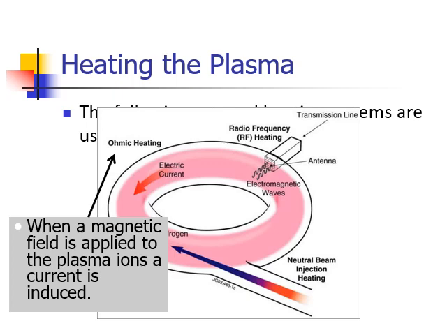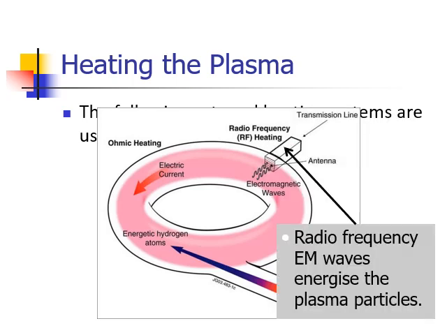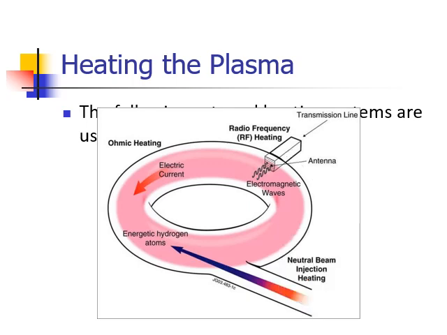Okay, so we apply a magnetic field to the plasma ions and we get a current. And high energy particles are injected in, so because they're moving, they've got kinetic energy, they've got heat. And we heat up with radio frequency waves that vibrate the particles and make them hot. So here are some pictures showing the temperatures. I think these are sort of infrared pictures of it, and you can see the shape of the fields.